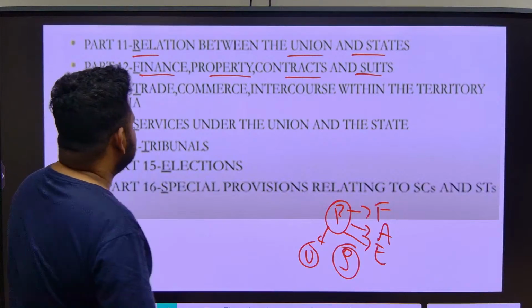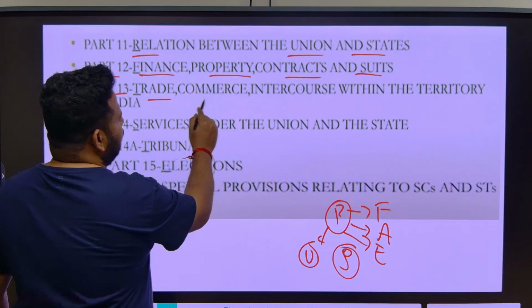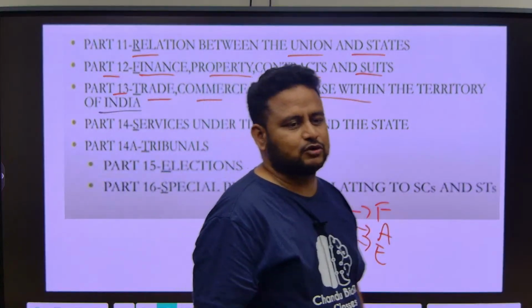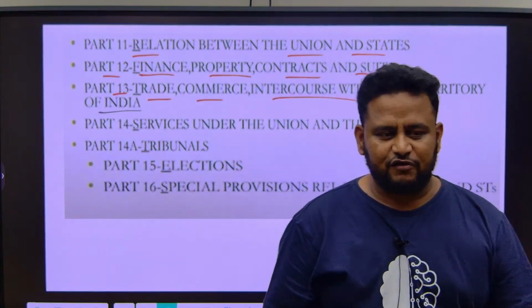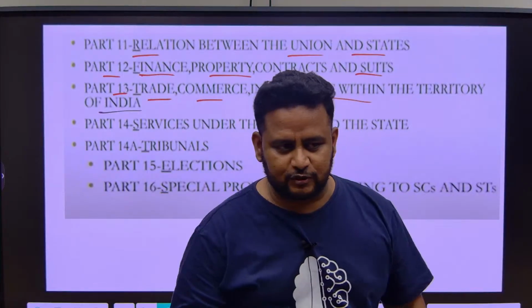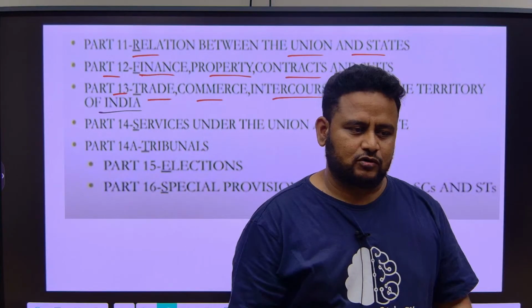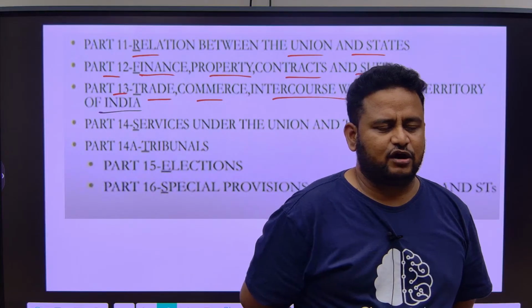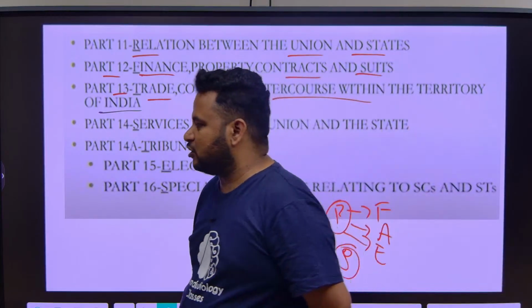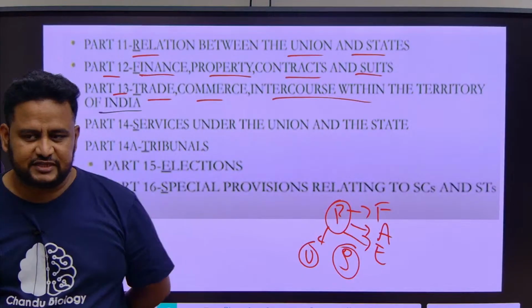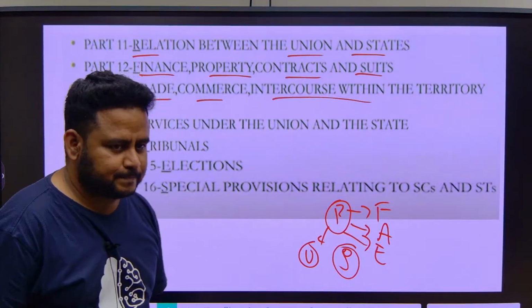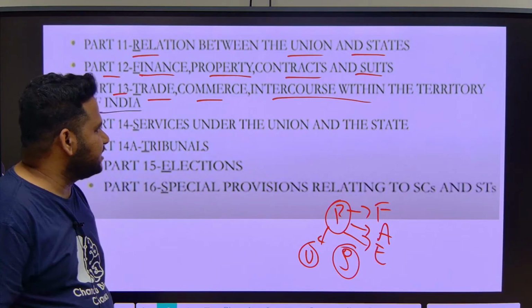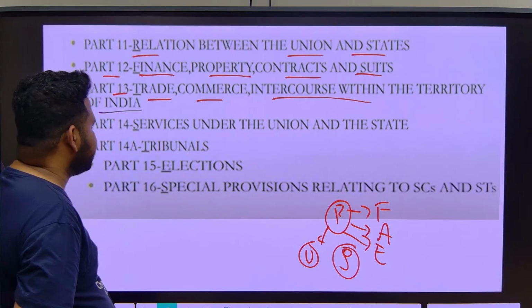Now 13. It is talking about trade, commerce and intercourse within the territory of India. So part 13 is talking about trade, commerce and intercourse. That is the people to people relation, how it should be within the territory of India. Okay, got it? Which part? Part 13. So part 13 is talking about trade, commerce, intercourse within the territory of India.